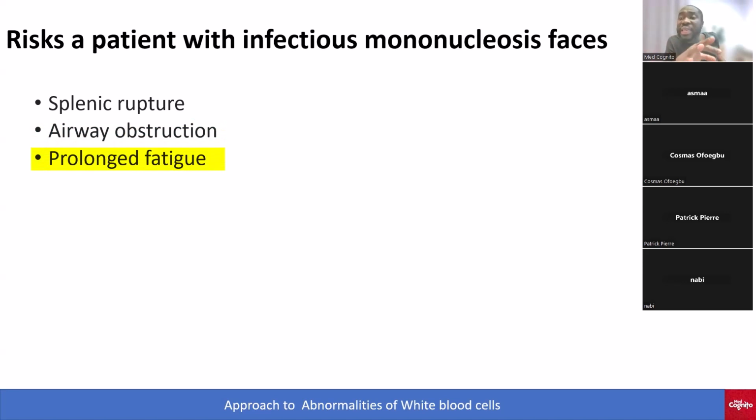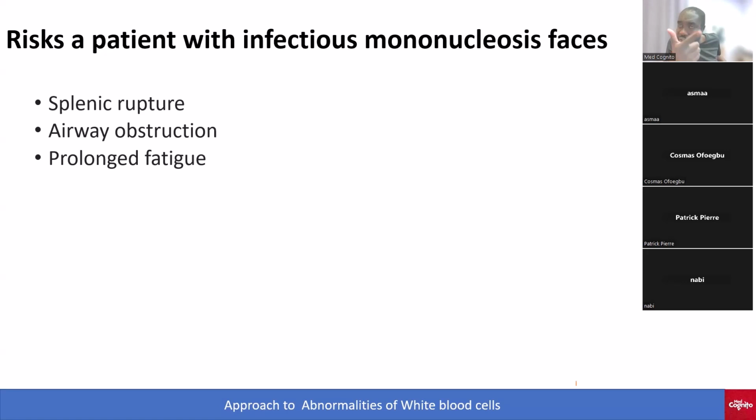Now, fatigue with infectious mononucleosis and cytomegalovirus, which of these two has more fatigue? Infectious mononucleosis. Splenomegaly in infectious mononucleosis and strep throat, which one has almost no splenomegaly? Strep throat. Infectious mononucleosis and strep throat, which of them has less fatigue? Strep throat. Good.